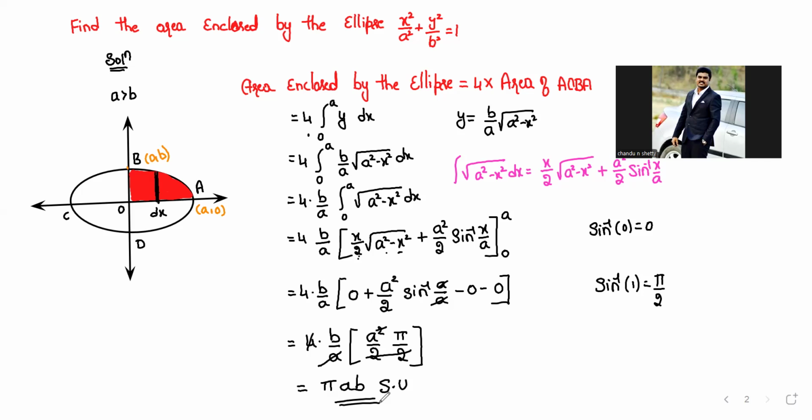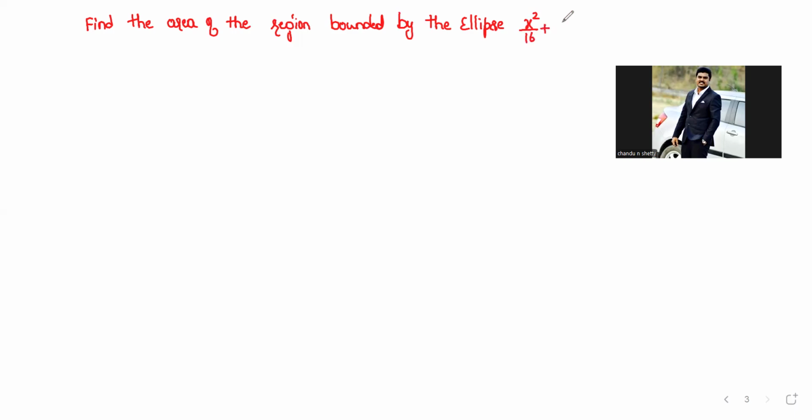Now, the second question. Find the area of the region bounded by the ellipse x square by 16 plus y square by 9 equals 1.